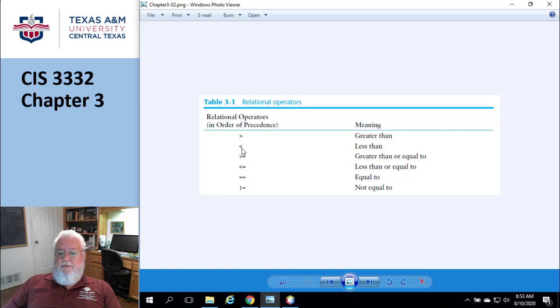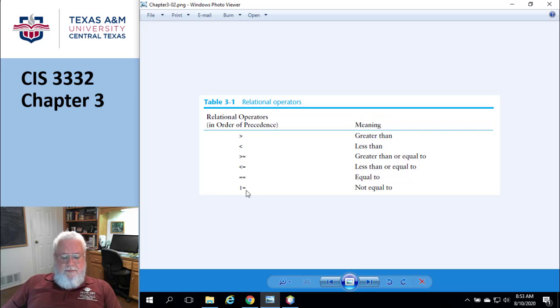So the opposite of greater than is less than or equal to. The opposite of less than is greater than or equal to. The opposite of equals, that one's easy, is not equals. Okay, this is important. Shall I say that again? This is important.